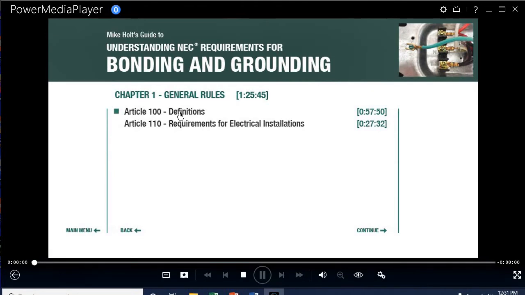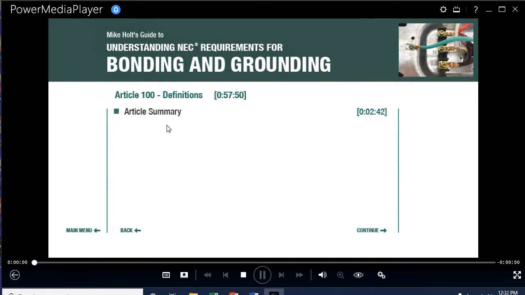Definitions, Article 100 and Article 110, requirements for electrical installation. That's what we're going to be studying for June 11th, 2020. And if you would, just do these and then do those questions, and we'll get caught back up next week. We'll go ahead and start these definitions.